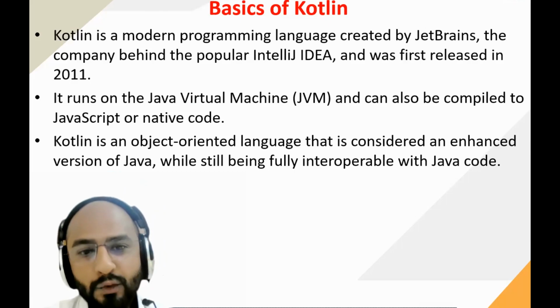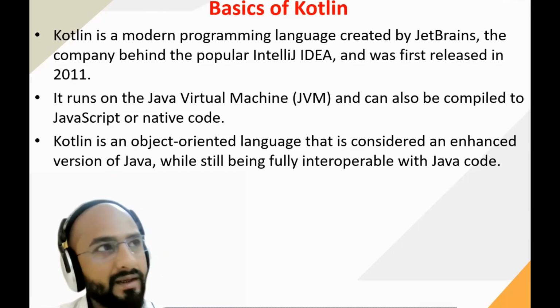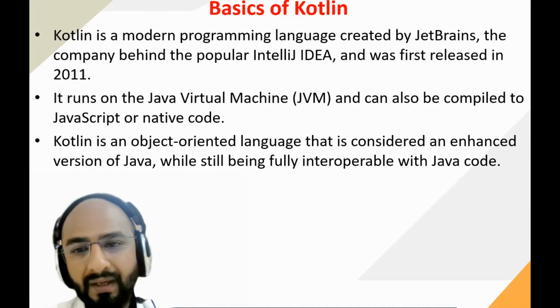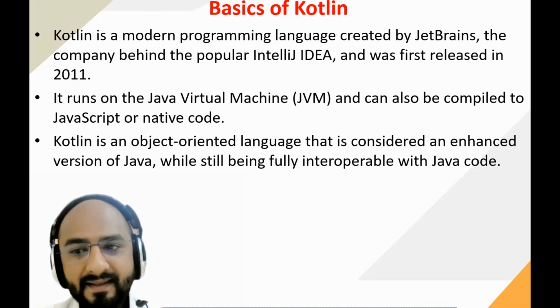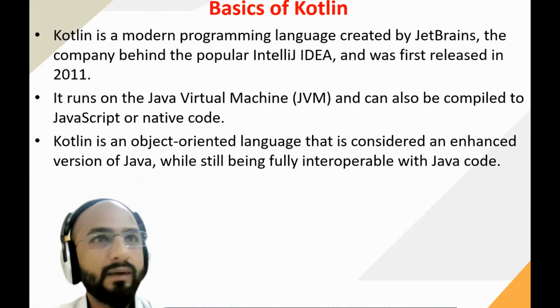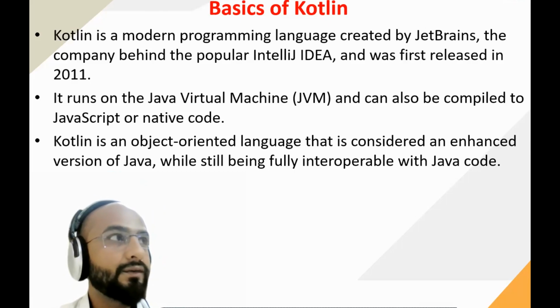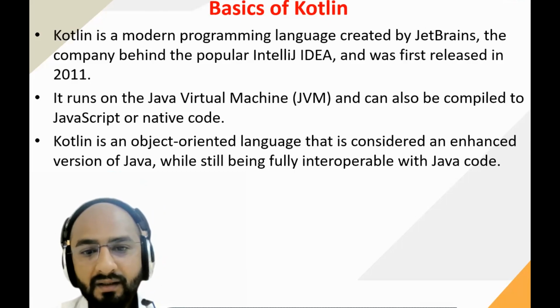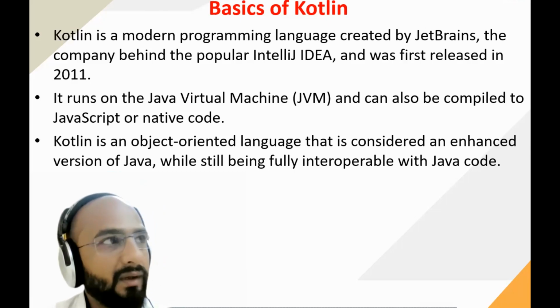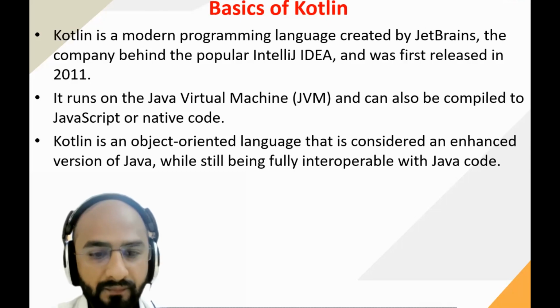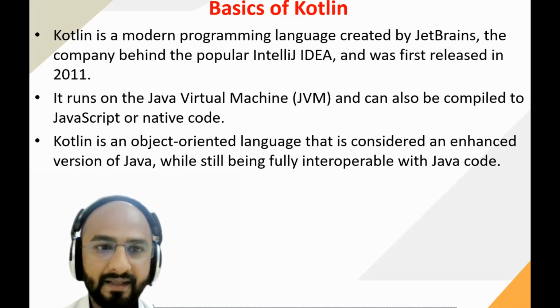And Kotlin is also an object-oriented language. It is an object-oriented programming language that is considered an enhanced version of Java. You can say an advanced version of Java also. And it is fully interoperable with Java code. Next.